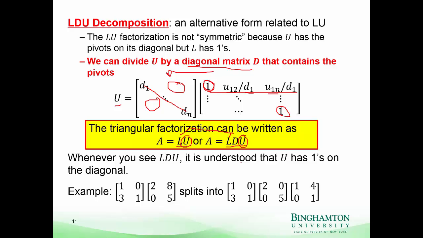So here's an example. On the left side, we've already factored it into these two matrices multiplied times each other. So this is the L, and this is the U. And then if we take this first row and divide it by 2, we get 1 and 4, and we'll have to have a 2 on the diagonal. And then we take this row and divide it by 5, so we get a 1 there, and we get a 5 on the diagonal. So that's our LDU decomposition.